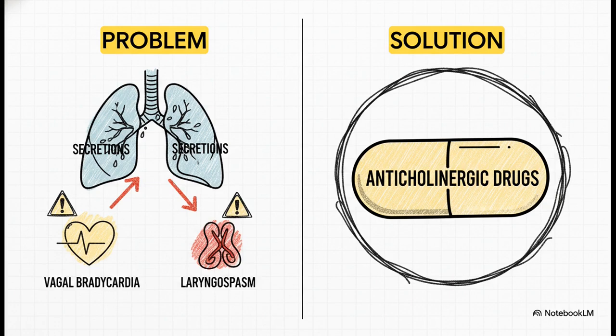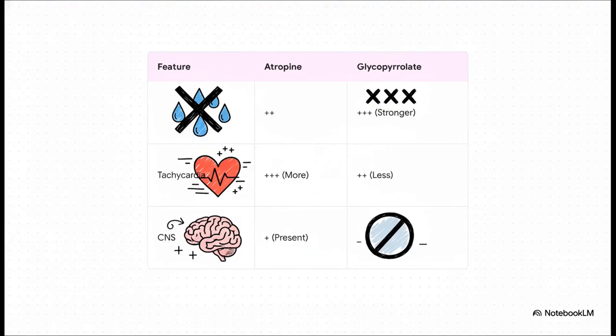The solution is a class of drugs called anticholinergics. And when we talk about anticholinergics, we mainly have two options, atropine and glycopyrrolate. Let's just compare them quickly. As you can see, glycopyrrolate is stronger at drying up secretions. It causes less of that fast heart rate, or tachycardia. And this is the most important point. It has no effects on the brain or central nervous system. Because of these advantages, glycopyrrolate is what we prefer to use in modern practice.